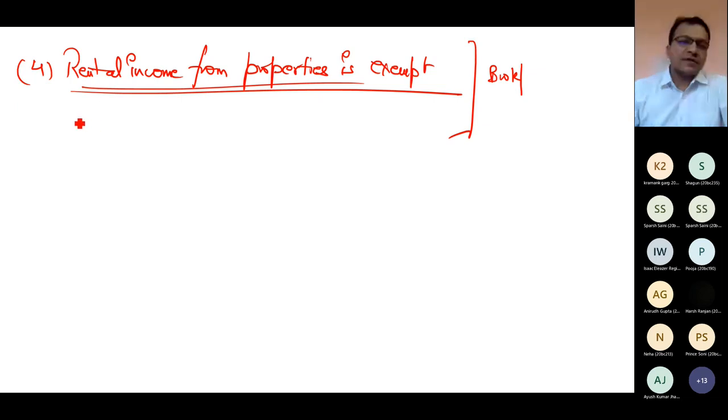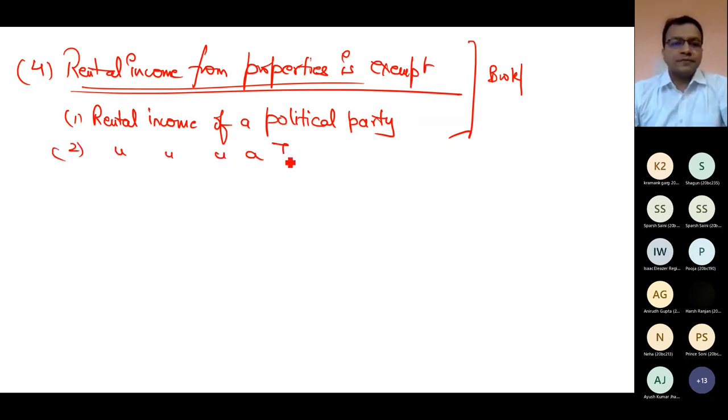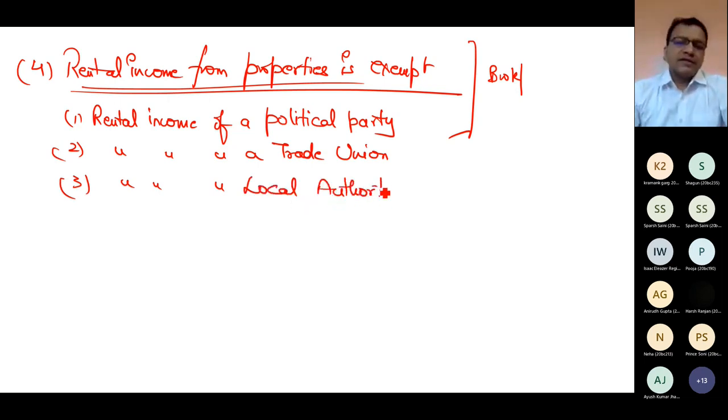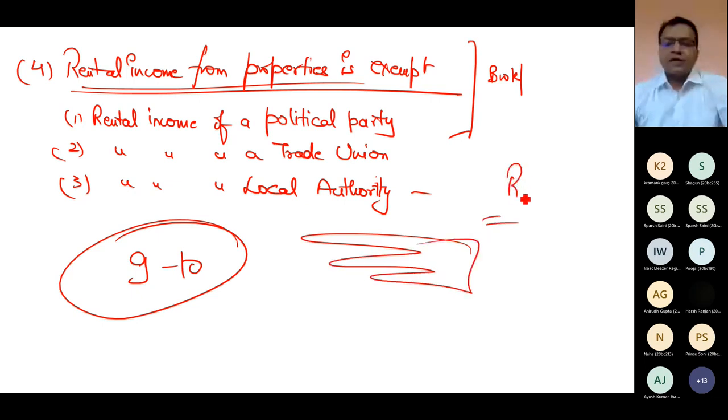Some of the common examples are the rental income of a political party. If a political party gives any property on rent, it is totally tax free. Rental income of a trade union. Then rental income of local authorities. These are totally tax free. So we have around 9 to 10 examples where the rental income from property is tax free. Refer to it from any material or book you have.